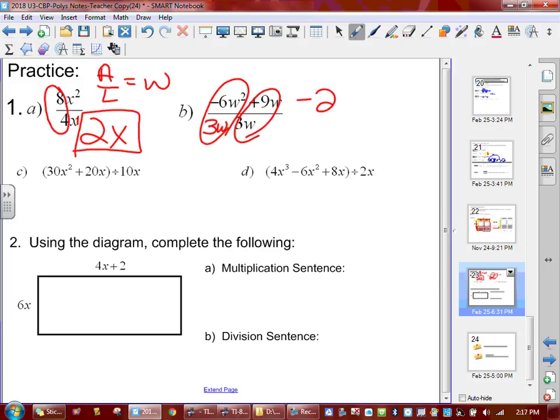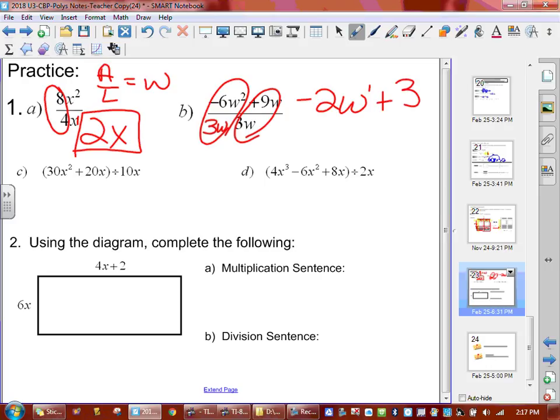Negative 2. Now we've got to look at the w's. I've got 2 on top, 1 on the bottom. How many are left? W1. Okay. 9 divided by 3, how many times?